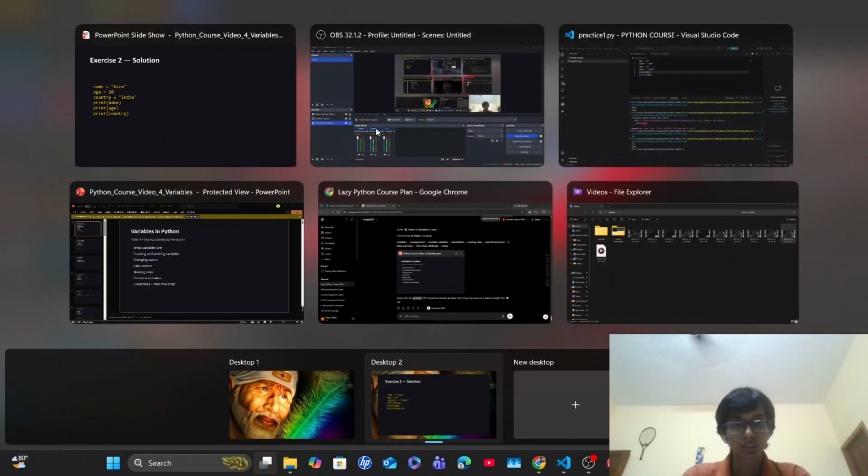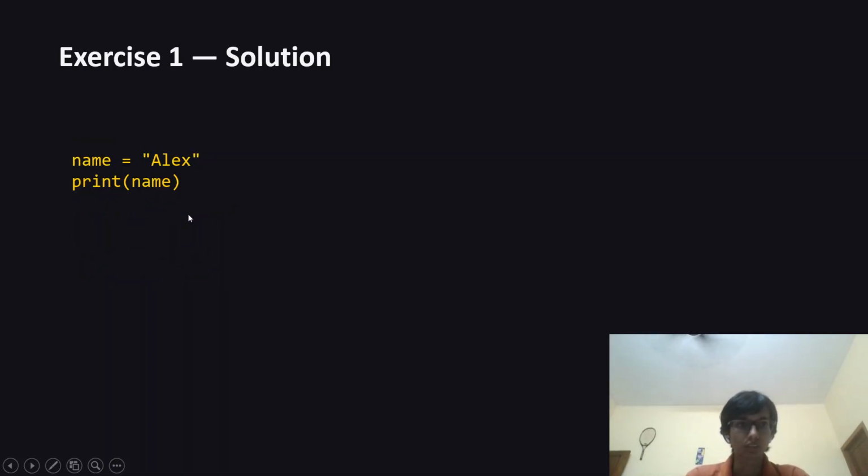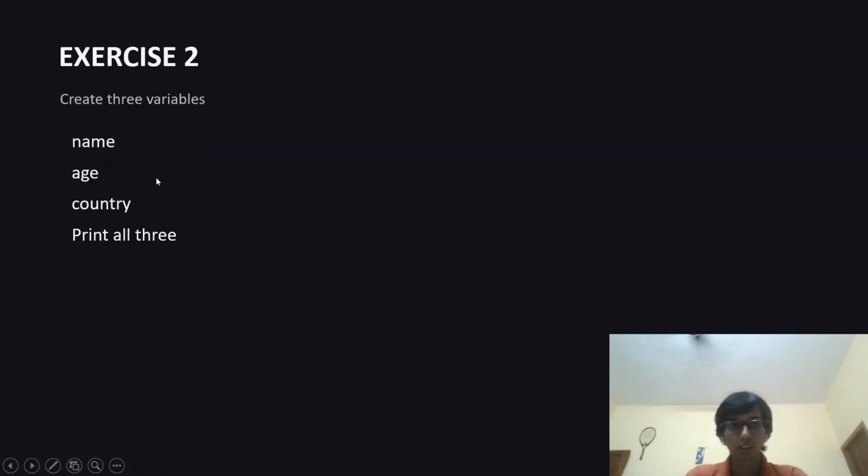All right, time's up, guys. This is what's gonna be the solution to the question. Name is Alex, age is 20, country India. Sorry. This is what's gonna be the name. You create a name, Alex. You're gonna print the name, right? So that's what you're gonna do. You create a variable with name, and you have your name in it, which is Alex, and now you print the name, right? So that's one thing.